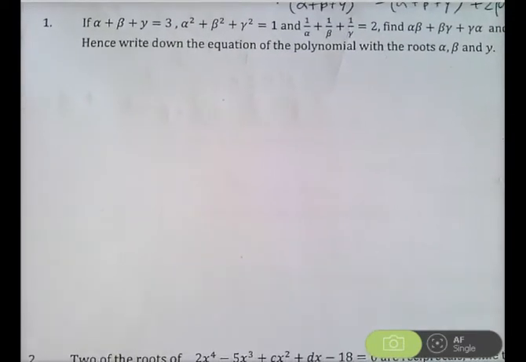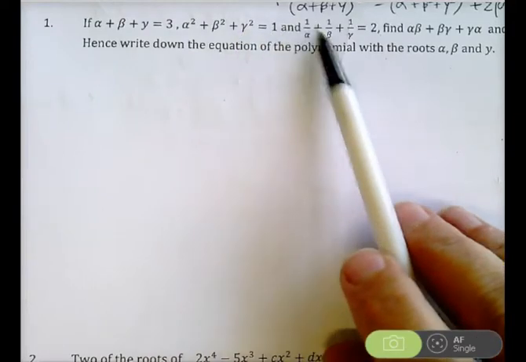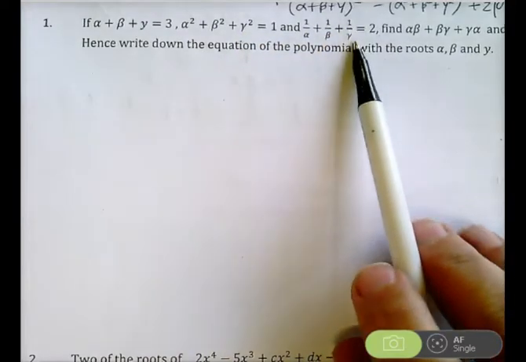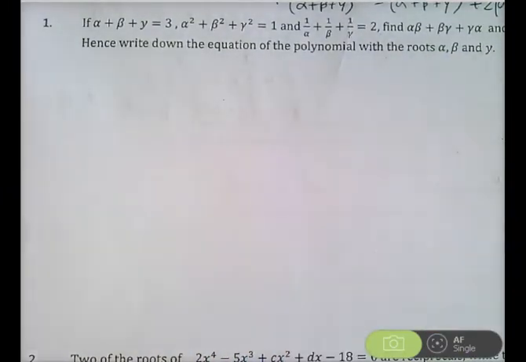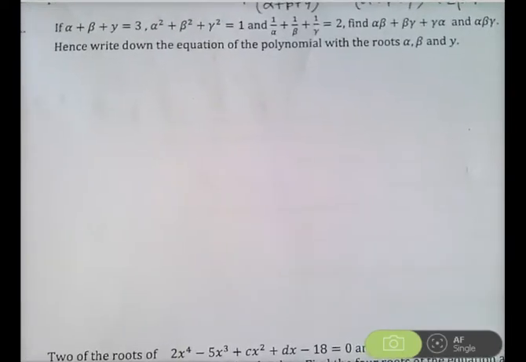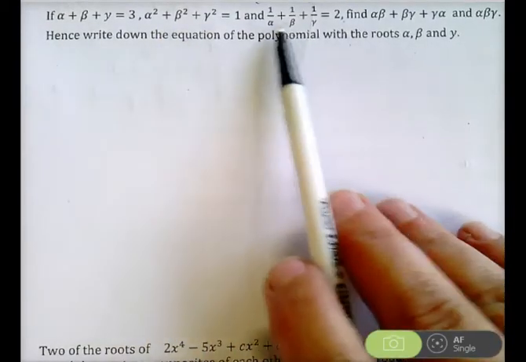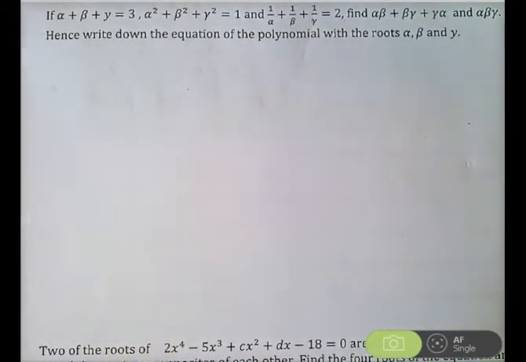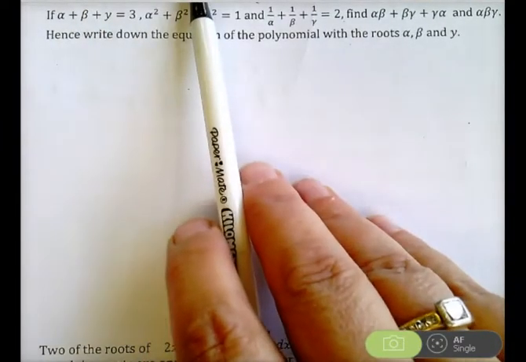If alpha plus beta plus gamma is equal to 3, alpha squared plus beta squared plus gamma squared is 1, and 1 on alpha plus 1 on beta plus 1 on gamma is 2, find all of this, hence write down the equation of the polynomial with roots alpha, beta and gamma. Now a bit of a tricky one. One sec. This one? But then you want to know what the products are. Yeah, because we've got to work out the products, don't we? Okay. All right. Yep, all right, let's go. Yep, and because this, yeah, but then we're going to need to know the products anyway.